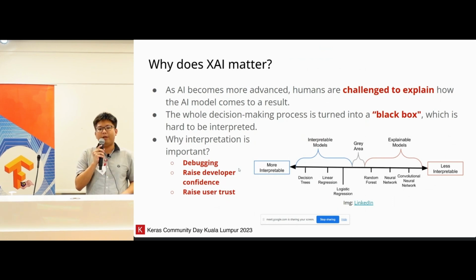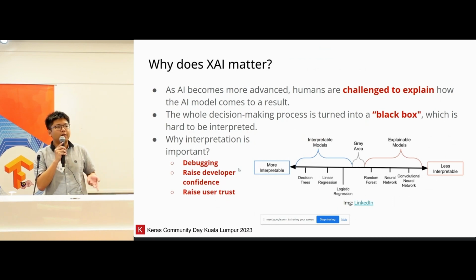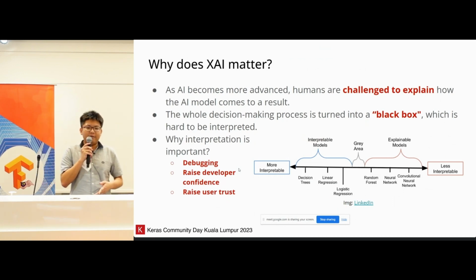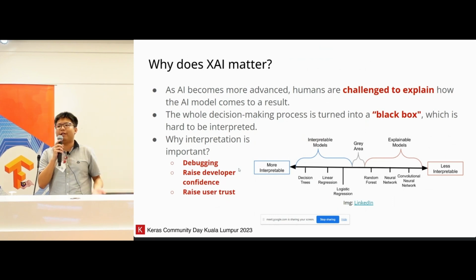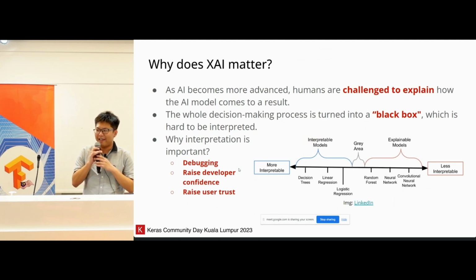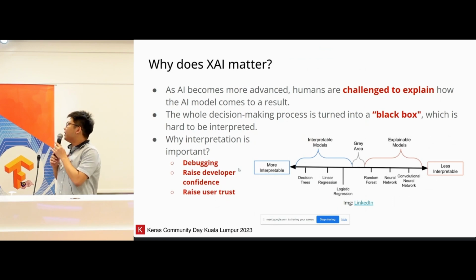And lastly, it will improve your user trust. If you go to a customer site and tell your customer that you want to deploy this model, he will ask you why you think this model can be deployed. Then you can give the insight you got through the explainable AI. After that, these are going to raise your user trust.